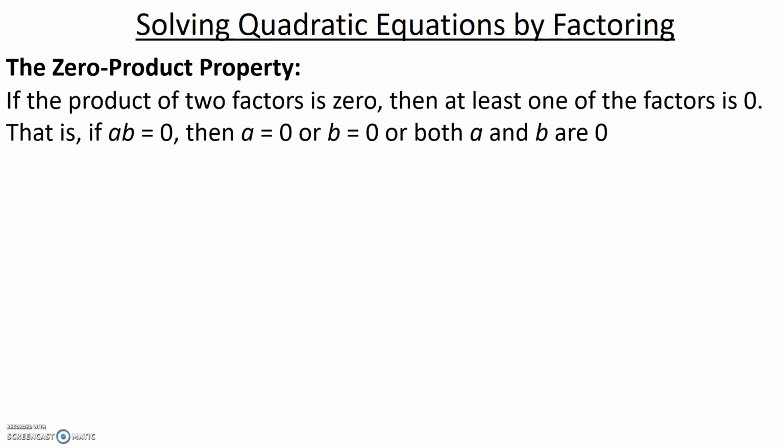Here's basically what this states. Let's say two things multiply to be zero. One of them is 5. The other one has to be zero because nothing else times 5 will equal 0. So if two terms multiply to be 0, one of them has to be 0, or both have to be 0.